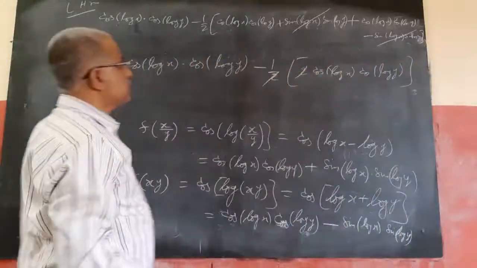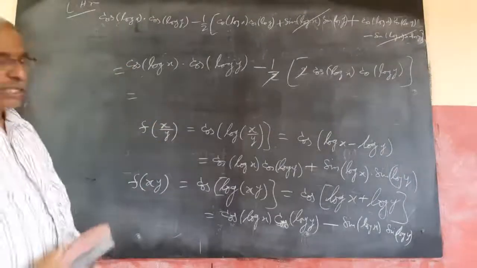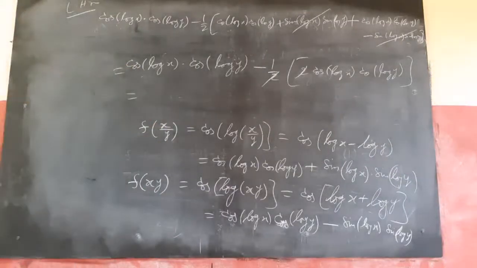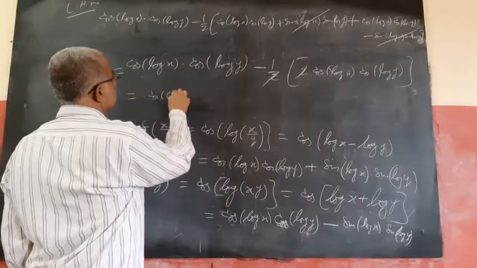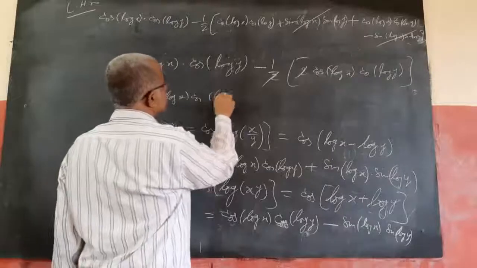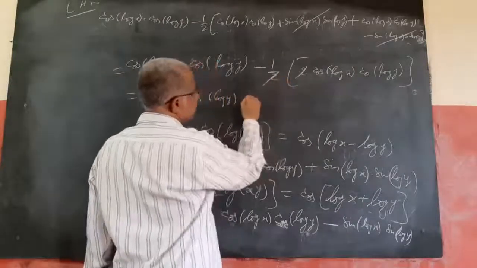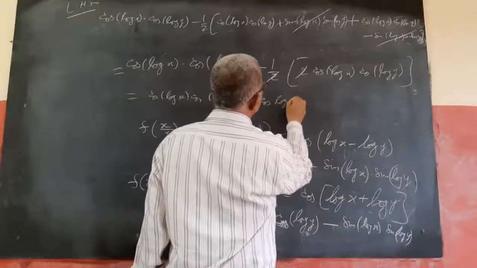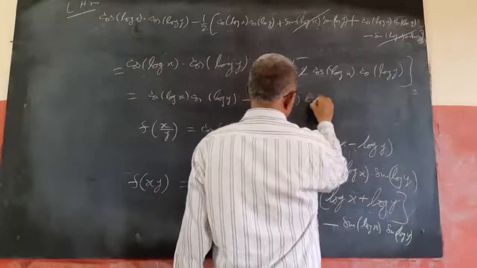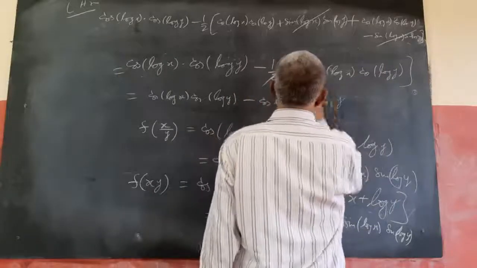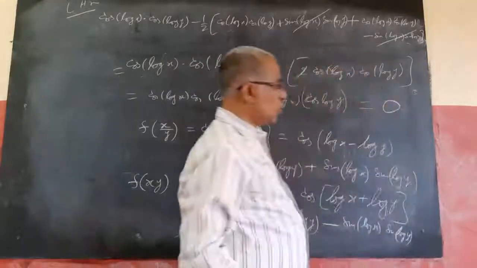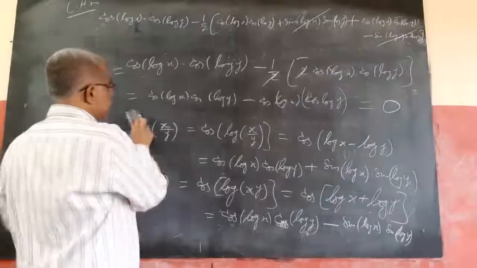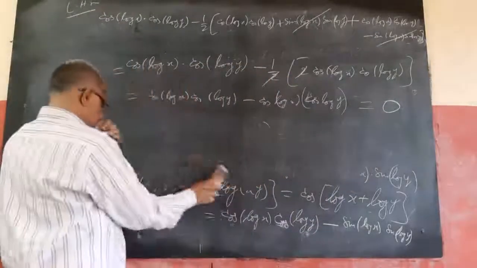2 gets cancelled. Left out is cos log x into cos log y minus cos log x into cos log y. So this is cos log x into cos log y as is. By cancelling half and 2, it becomes minus cos log x into cos log y. So left out is cos log x into cos log y minus cos log x into cos log y. How much? 0. Therefore LHS is equal to RHS.